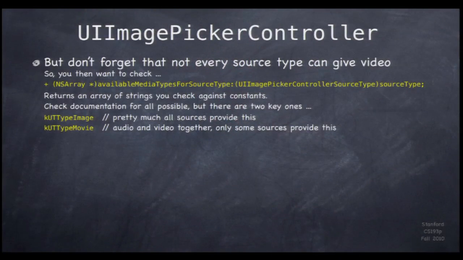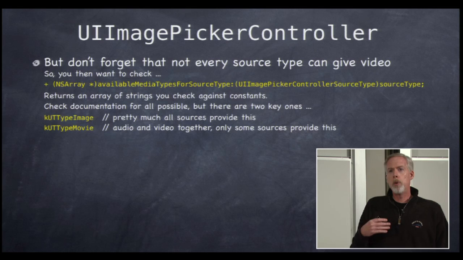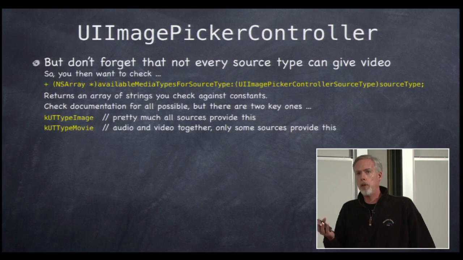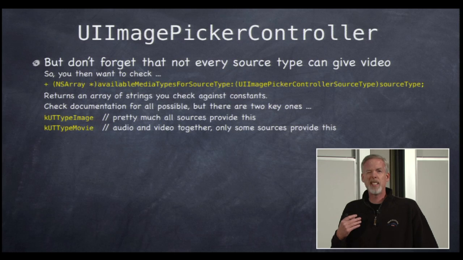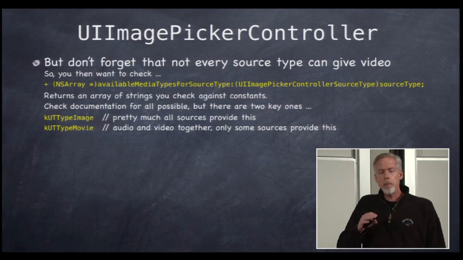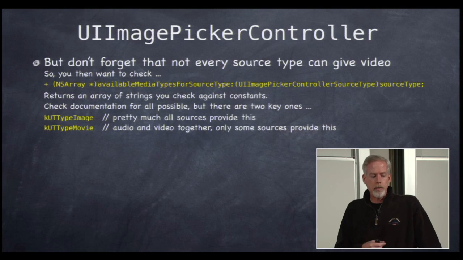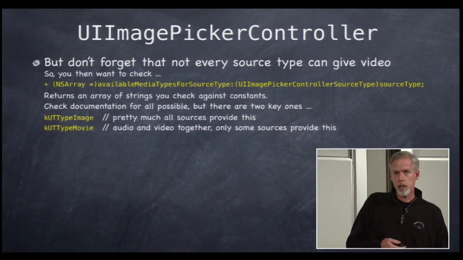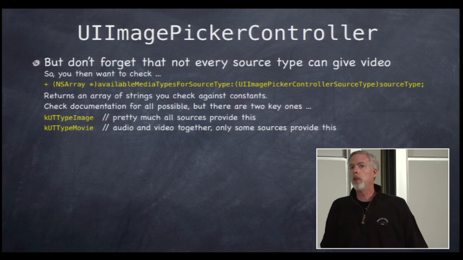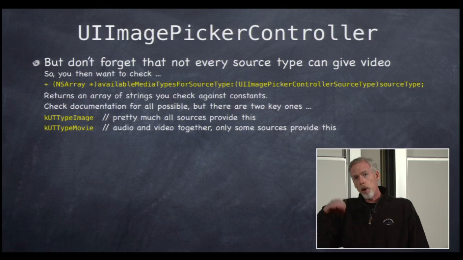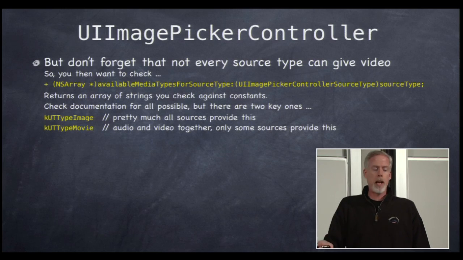Now, there's a second step, though, because not every source type can give you video. Some cameras you can't get video out of, like the 3G or 3GS. At some point, there was a turnover where you can start getting video. So there's a second class method you call on UIImagePickerController called availableMediaTypesForSourceType. You pass it the source type, like the camera or the photo library, and you get back this array of strings, which is a little bit of an odd API. And that'll tell you what type of media can be gotten from that source.